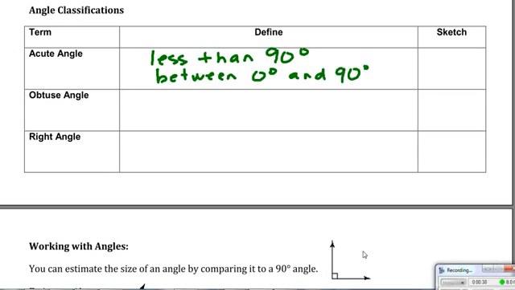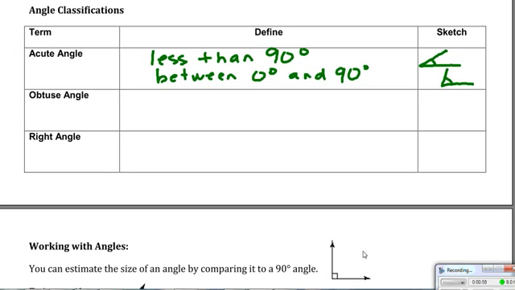Okay, so if this was 90 degrees, anything that is less than that, so maybe it could be an angle like this, or it could be an angle like that. Okay, anything that's less than 90.